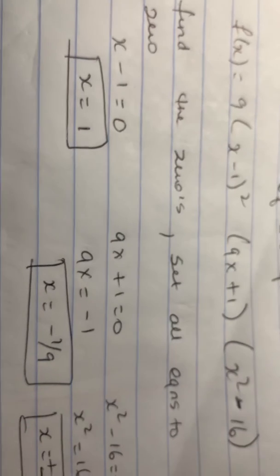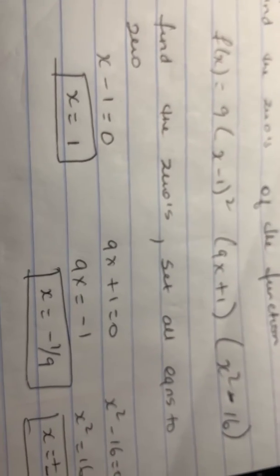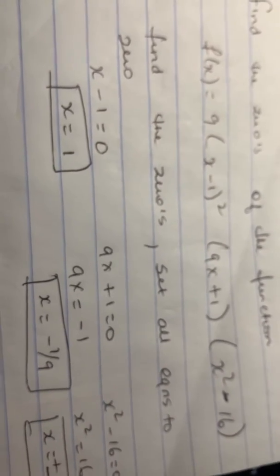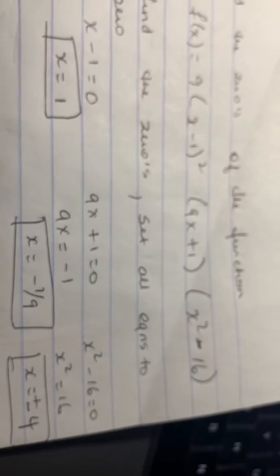The second one is 9x plus 1 equals 0. 9x is equal to minus 1, x is equal to negative 1 over 9. And the third one is x squared minus 16. x squared is equal to 16, x is equal to plus or minus 4. So we see here that there are actually 4 zeros. The 4 zeros are 1, negative 1 over 9, 4, and negative 4. I just wrote it as plus or minus 4 to save on space.